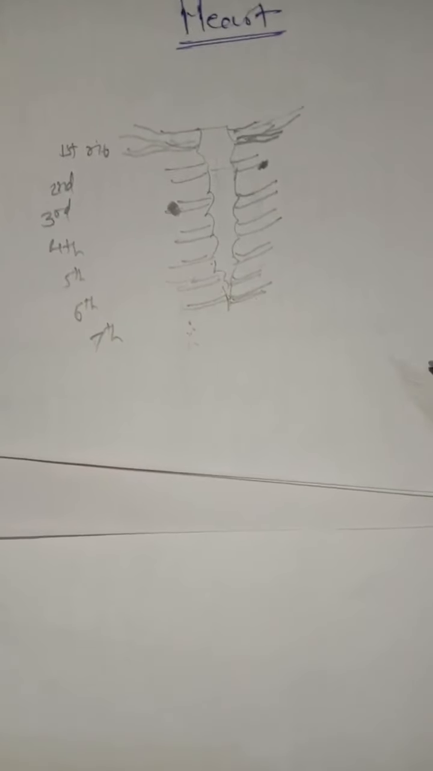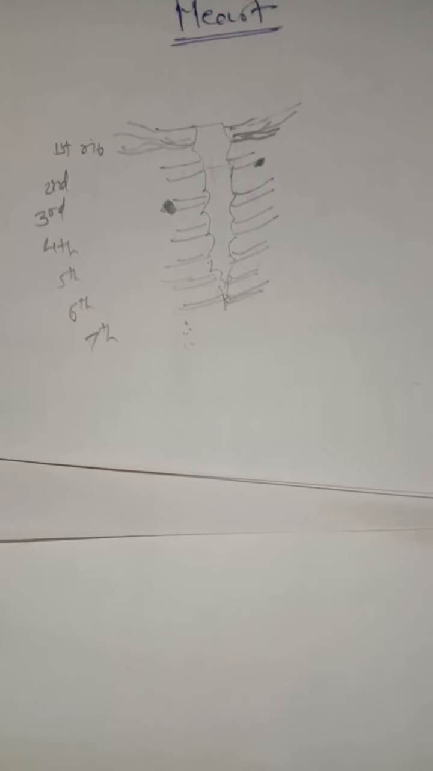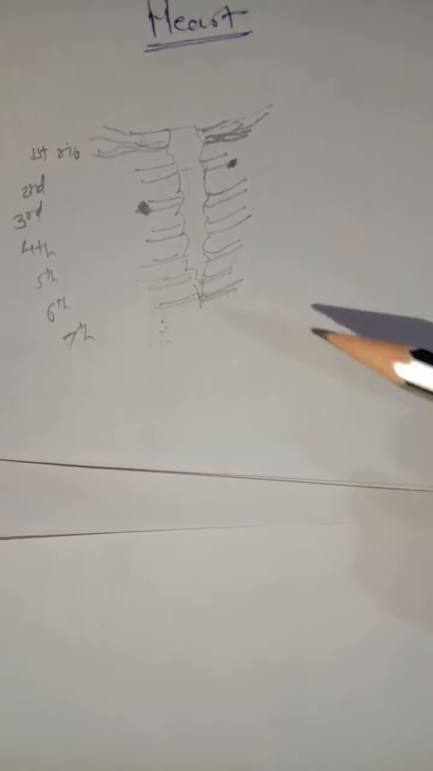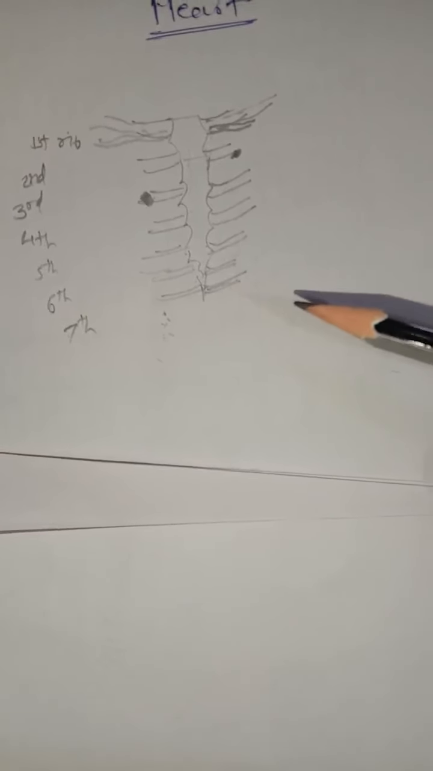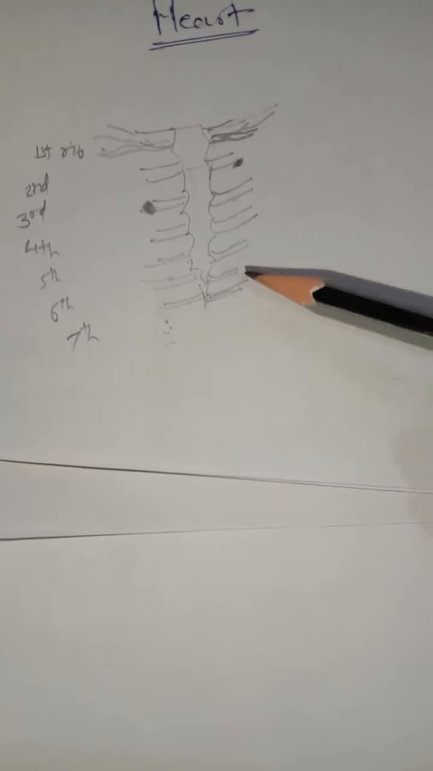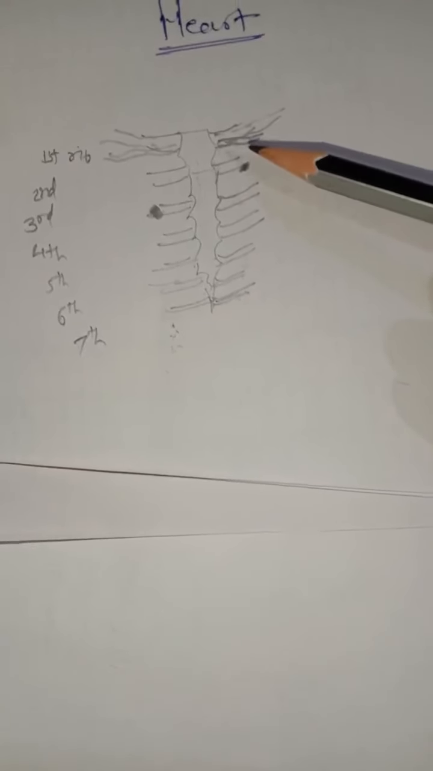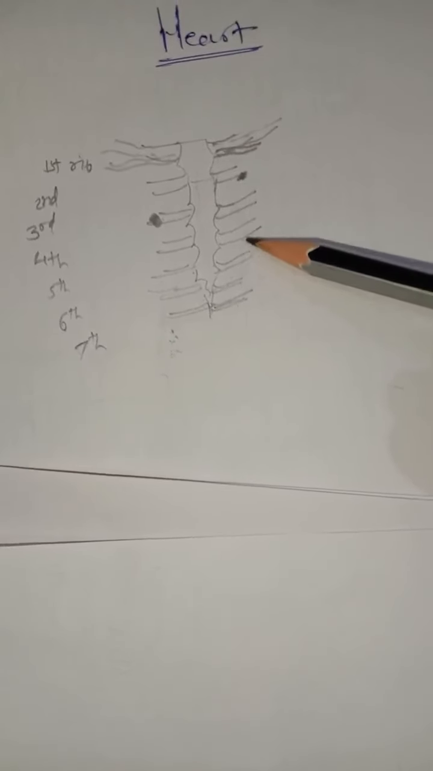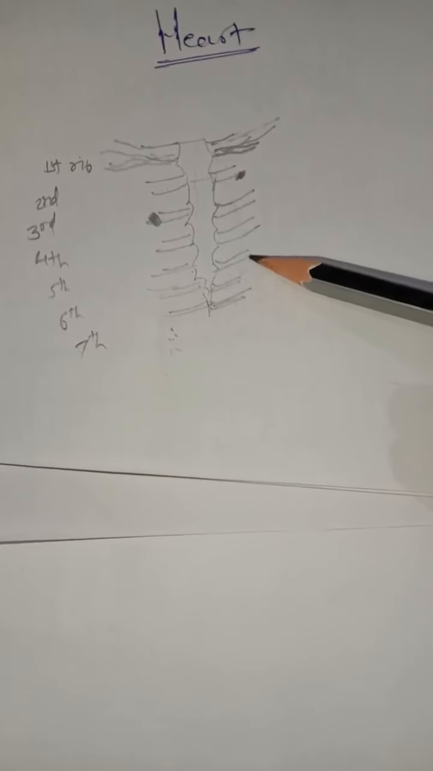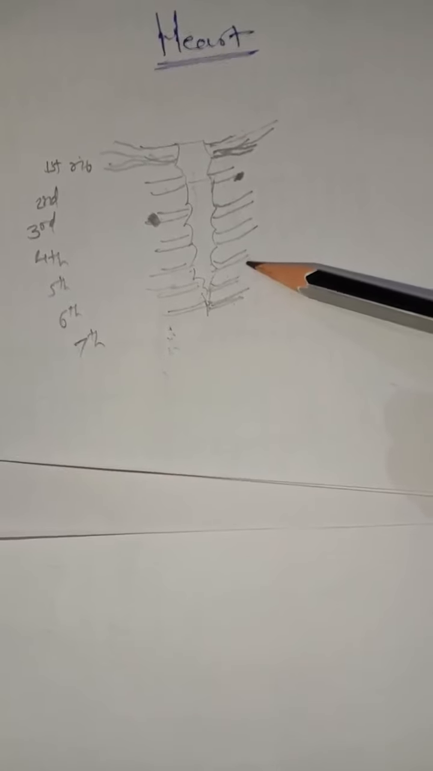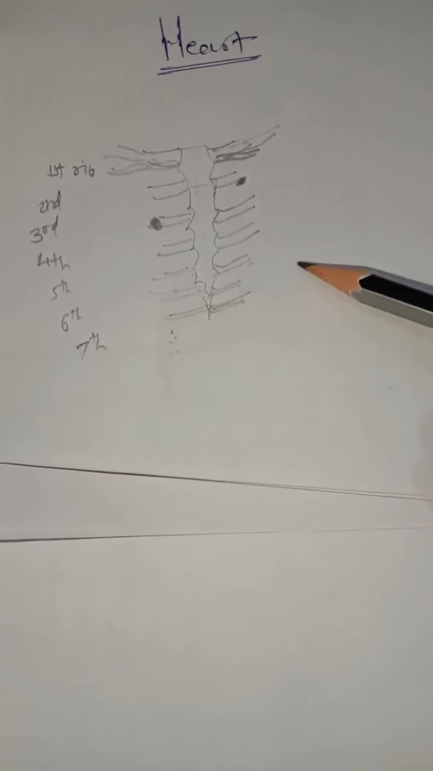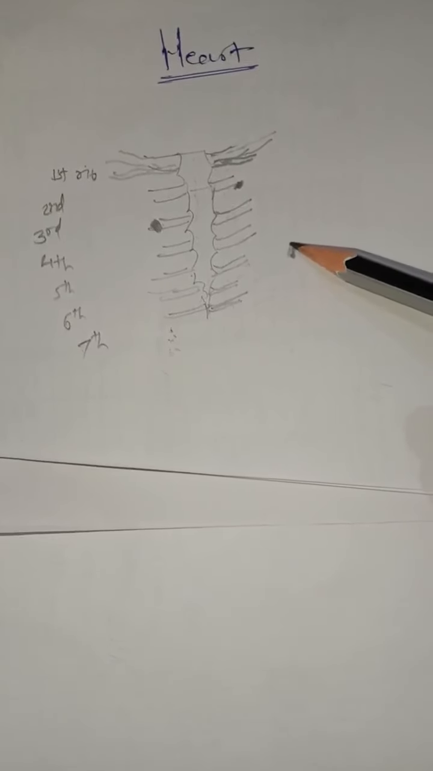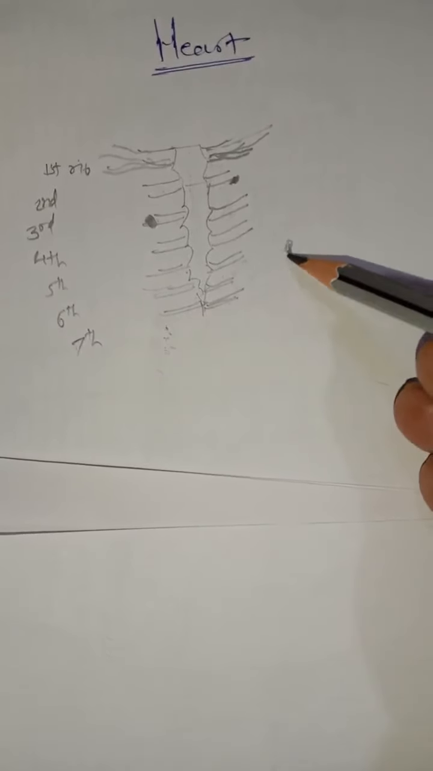Then the third point should be taken 3.5 inches on the fifth costal cartilage on the left side. This is the left side and this is the fifth costal cartilage: first, second, third, fourth and fifth, and it is near about 3.5 inches. So it should be taken here, 3.5 inches. That is the third point.